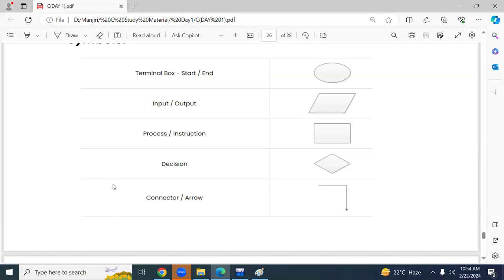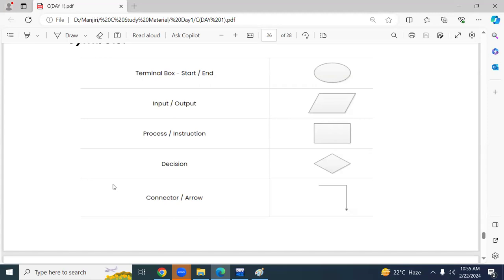The start and the end. The start and the end are always indicated with the help of this oval shape. Both start and stop are indicated with the oval shape. Is it clear? It looks like a circle, but it is not exactly a circle. It's an oval shape.